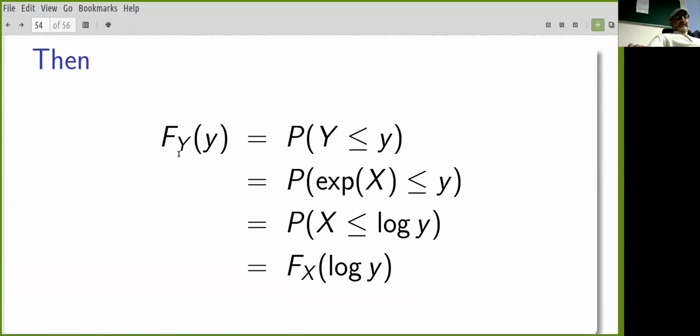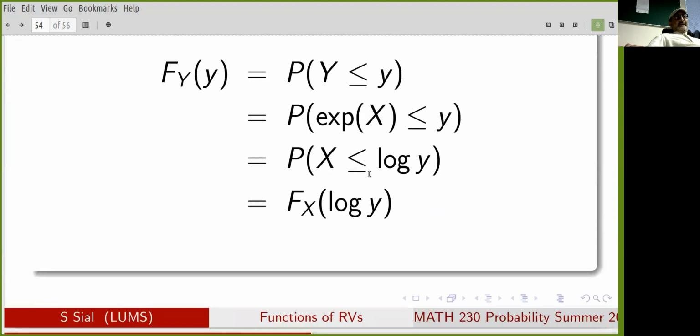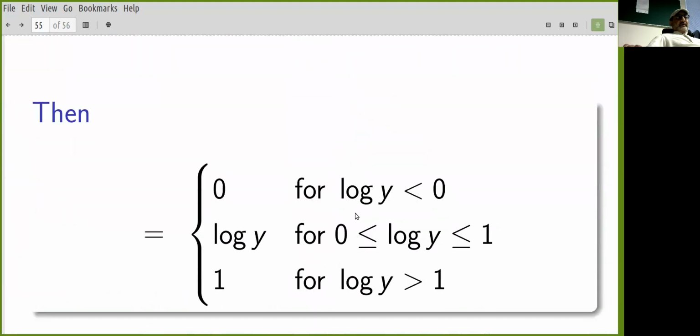the CDF, f sub y of y, is the probability that capital Y is less than or equal to small y. But what was capital Y? It was the exponential of x. So it's the probability the exponential of x is less than or equal to y. Okay, well, this is a nice one-to-one function. It has an inverse, which is the logarithm. So that's the probability that x is less than or equal to the log of y, right? It's the CDF for x evaluated at the log of y. Okay.